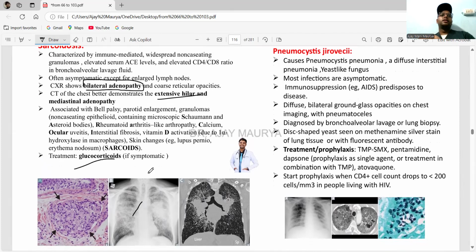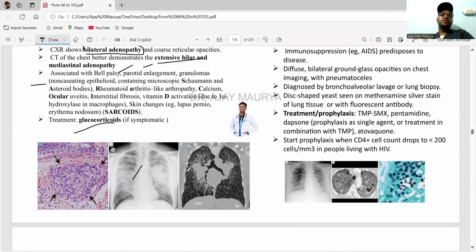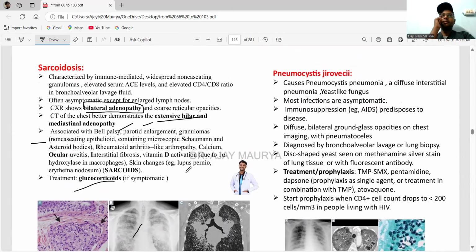Remember, it is also associated with Bell's palsy and parotid enlargement. What type of granulomas are these? These are non-caseating granulomas. I think that's it to remember for sarcoidosis.